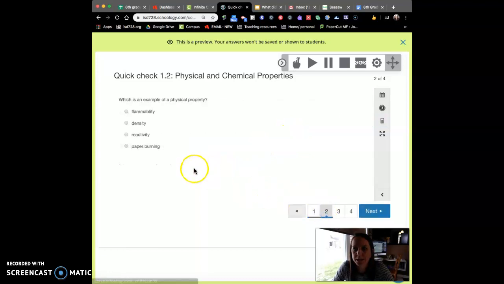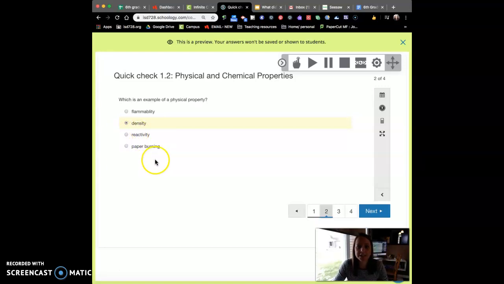Okay. Question 2, what is an example of a physical property? So remember, physical properties are properties that can be observed or measured without changing the identity of the substance. Flammability is not a physical property because I would have to light something on fire to see if it was flammable. Density is a physical property. I can find the density without changing what the object is. Reactivity is a chemical property because if I want to know if something can react, I actually have to make it react and it could change it.